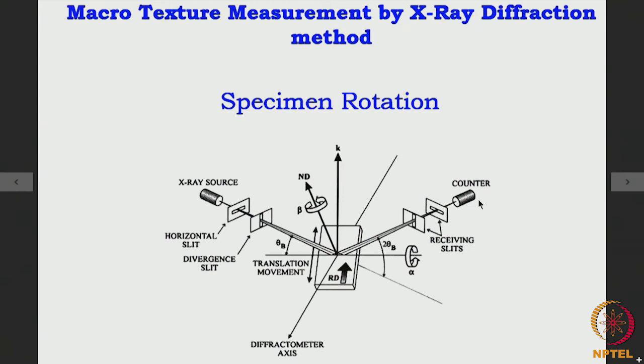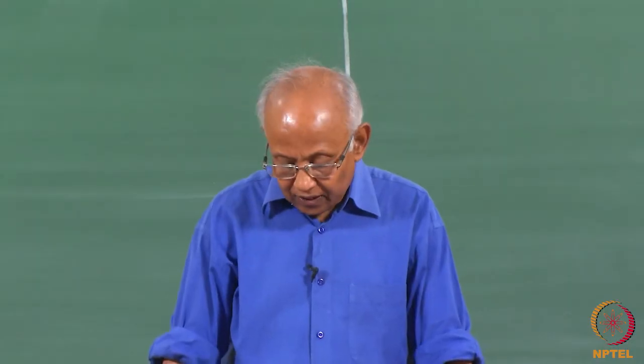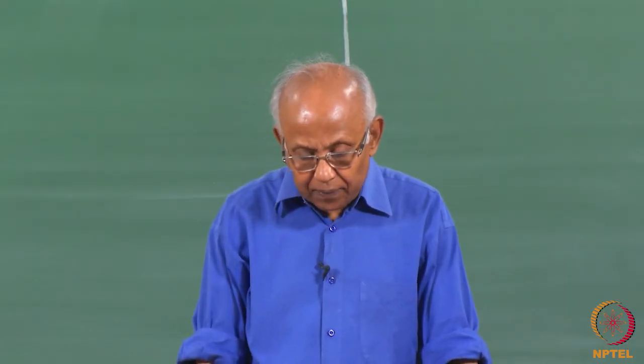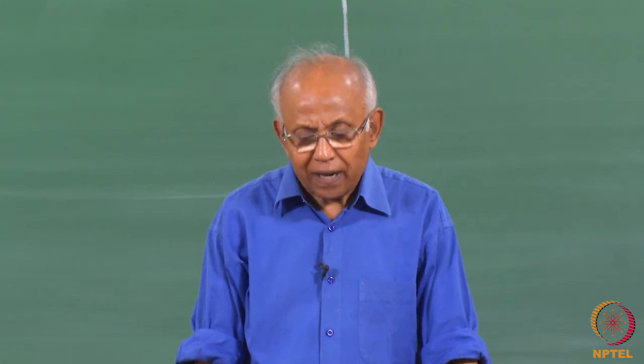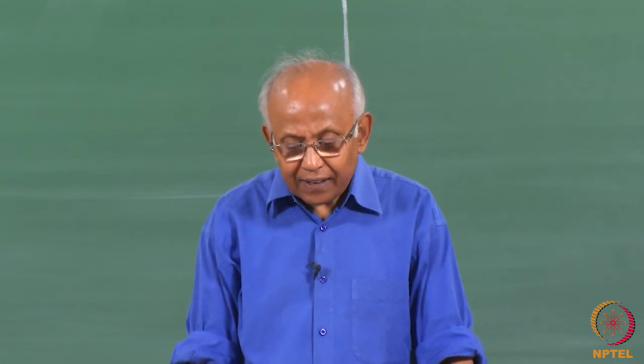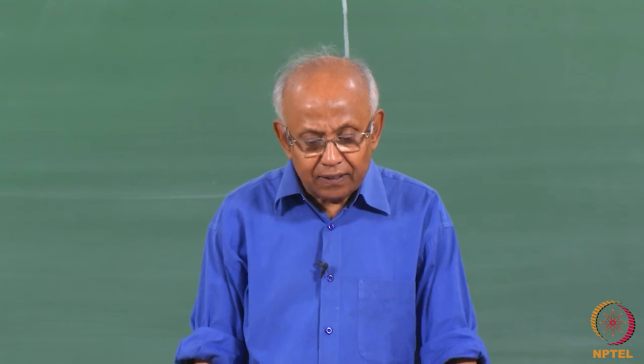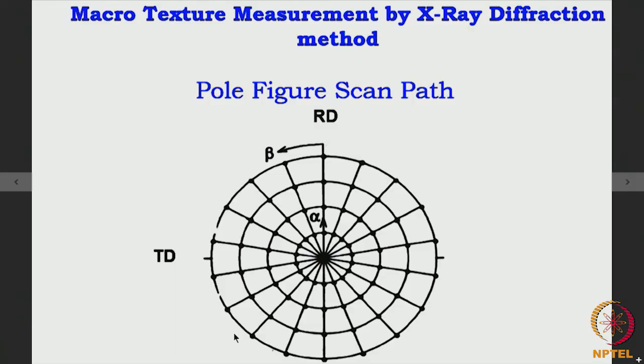Now, the question is, how do we correlate the intensity that is obtained by the counter at different times with the grains which give rise to those diffracted radiations? So, how do we do that? You see, normally the diffracted radiation is plotted in the form of a diagram like this.